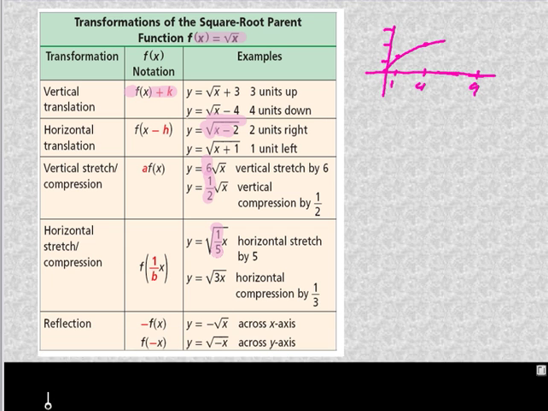And then lastly, reflections. Vertical reflection, or across the x-axis, is outside the square root sign. Across the y-axis, or horizontal reflection, is inside the square root sign. So that's a summary. Again, these are the same rules we've seen all along.